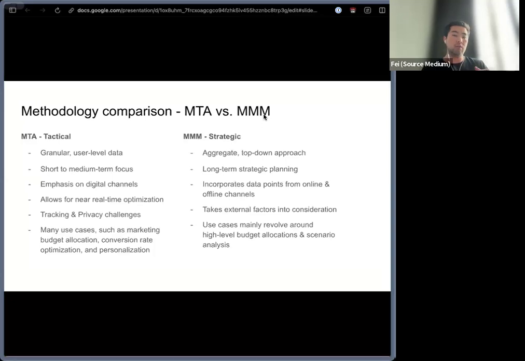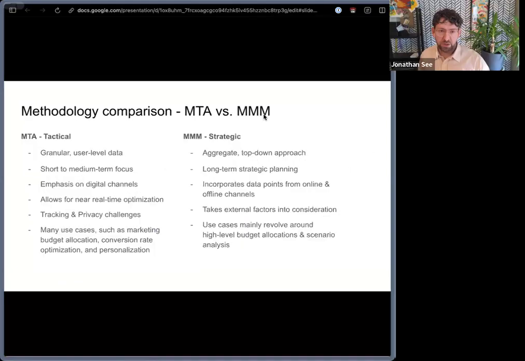It also, not every model does it, but some models take external factors into consideration, things like macroeconomic conditions and even weather. Use case wise, it revolves around high level budget allocation, but also scenario analysis and planning. So you can understand where you can actually scale and where the saturation point is in terms of ROI as you scale a channel.